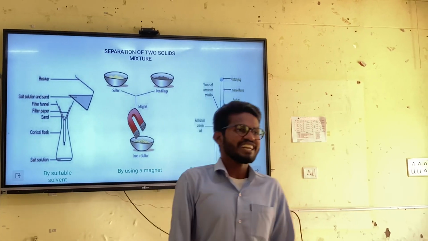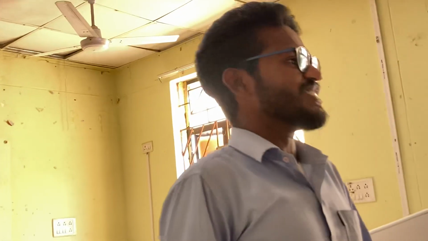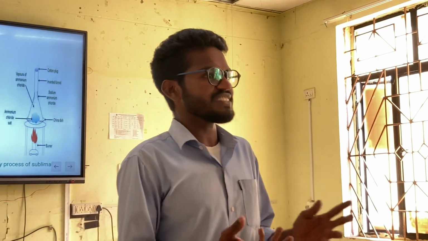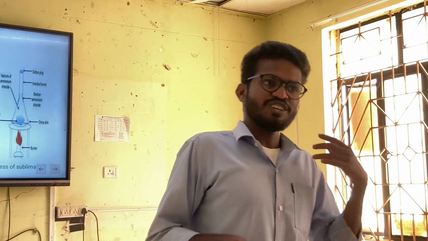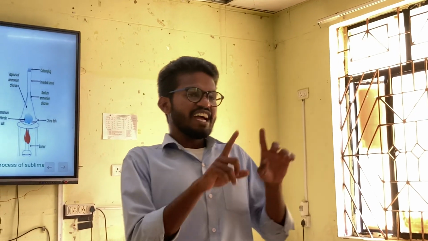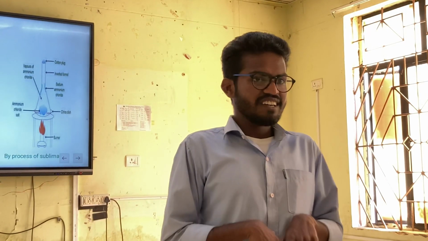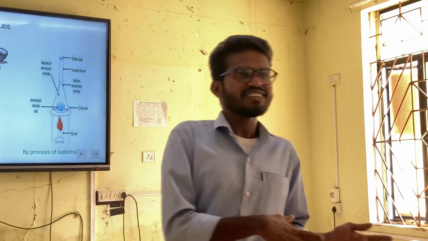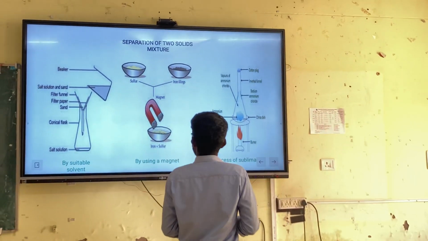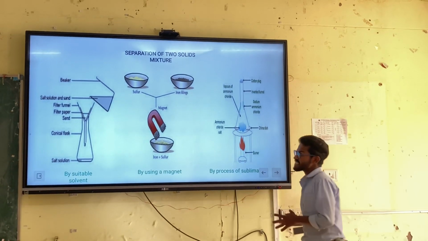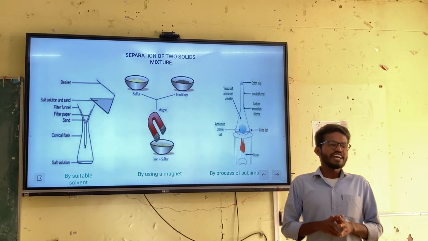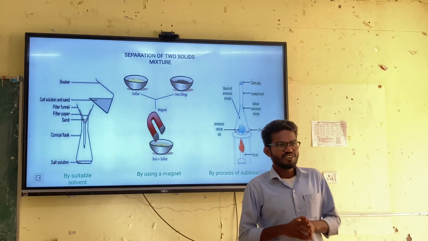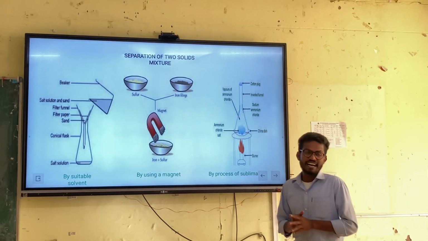Let's quickly talk about the separation of a solid and solid mixture. The first one is by using the solvent method. Suppose you have sand and salt. How can you separate them? If you use water and dissolve it, the salt will dissolve, right? And you can easily separate the salt solution and the sand. The second is by using a magnet for iron.